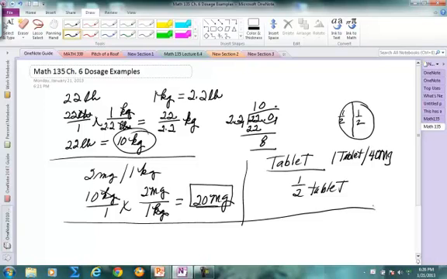Sometimes the strength of the medication would be given to us in milliliters. 1 milliliter per 10 milligrams. Well, we found the dog needs 20 milligrams. Therefore, I want to get rid of milligrams, so it goes on the bottom. Milligrams cancels. 10 into 20 is 2. So we would need 2 milliliters.